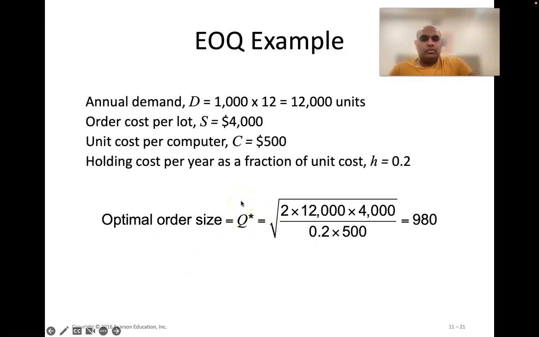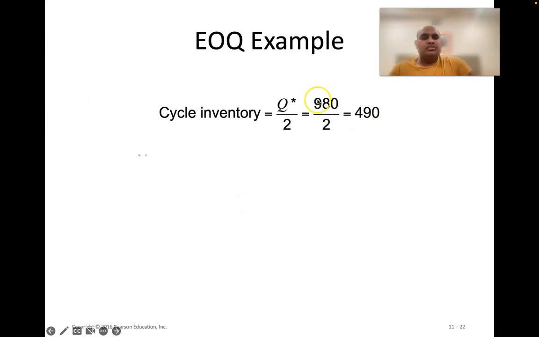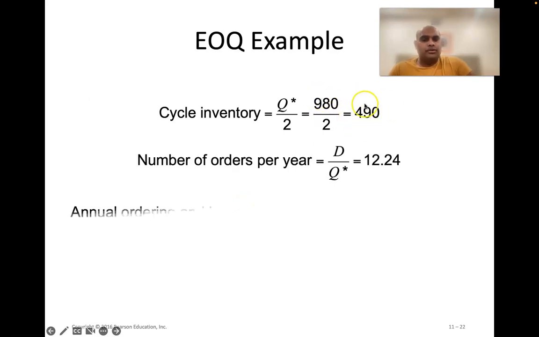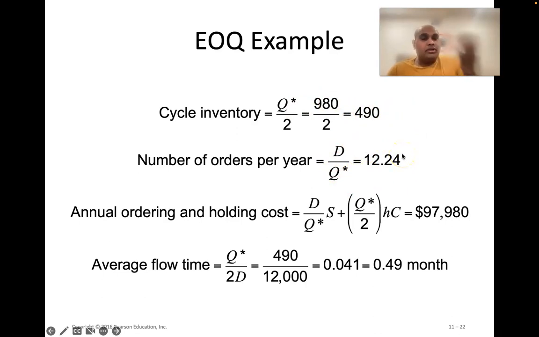So that's the optimal order quantity. And the cycle inventory is half the optimal order quantity, which is 490. And the number of orders that you can place in a year will be 12,000 divided by 980, which is 12.24, which means that 24% of the 13th order will be accounted for in this year, and the remaining 76% will be accounted for in the next year.